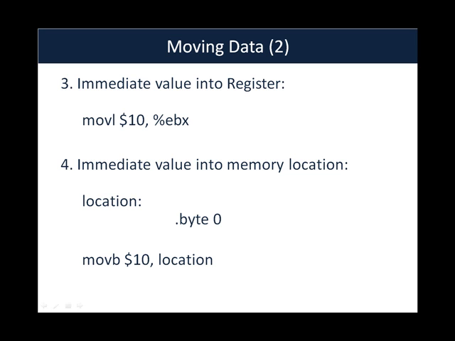The third variation is actually moving an immediate value into the register. What this means is move the value 10 into the register EBX.